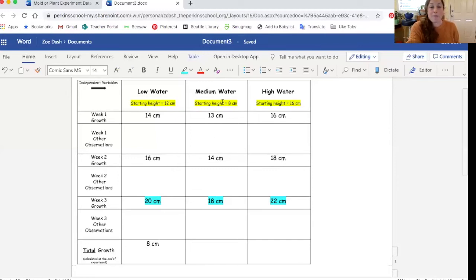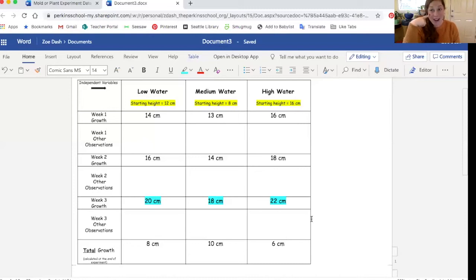And then let's do the same thing for over here. If the medium water plant started at 8 centimeters and then got to 18 centimeters at the very end of my experiment, what was the difference? 18 minus 8, or 8 counting up to 18. If you said 10, you got it. And then over here, starting at 16 centimeters, it got all the way up to 22. So did this one grow the most? What's 22 minus 16? Or 16 counted up to 22? 6.